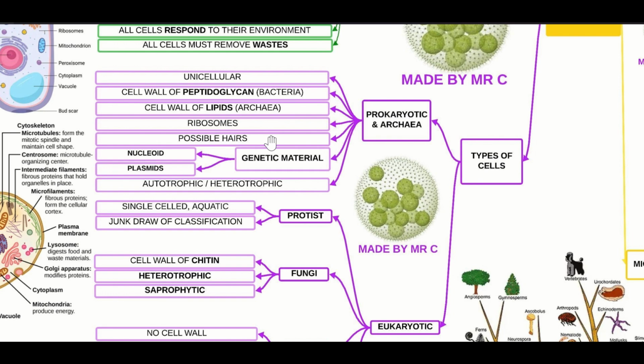They both have genetic material, and they have that in the form of a nucleoid, which is a large, massive DNA attached to the inside of the cell membrane. And they also have plasmids, which are circular pieces of DNA that are self-replicating. Both prokaryotes and archaea can be autotrophic or heterotrophic. Autotrophic means they make their own food. Heterotrophic means they eat other cells for food.